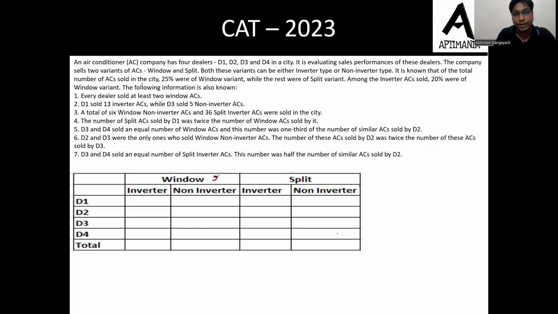So window variant were 25% basically, and the remaining, that means 75% must be split then, right? Among the inverter ACs sold, 20% were of window variant. So out of the total inverter ACs sold, let us assume that the total number of inverter ACs sold was I. Out of these I ACs, 20% of I is window, and the remaining 80% of I must come over here. We have used this information too.